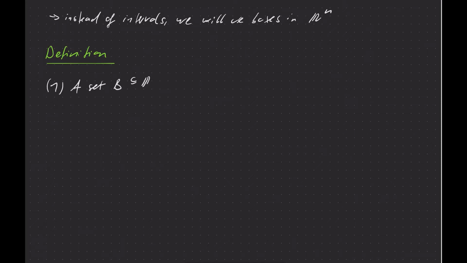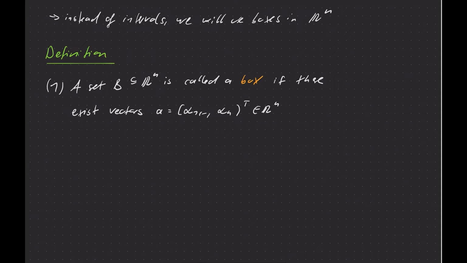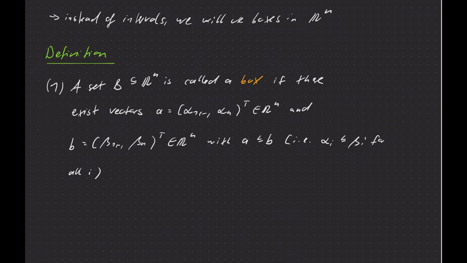Now, a set B, subset of R to the n, is called a box if there exist vectors, we denote these by A, with the components alpha 1 to alpha n in R to the n. And we also need a vector B, beta 1 to beta n, also in R to the n. We will require that A is less or equal to B, and that means alpha i is less or equal to beta i for all i. So all components are less or equal in vector A than B.